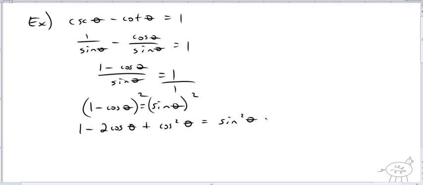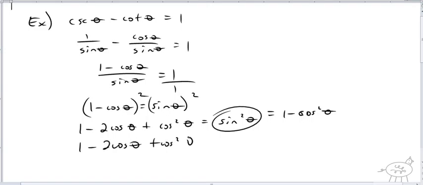All right, and then here's the deal. I don't want to mix cosines and sines together, but I know what sine squared of theta is equal to: 1 minus cosine squared of theta, right? So then I can say 1 minus 2 cosine of theta plus cosine squared of theta equals 1 minus cosine squared of theta. And what happens is the ones cancel when I subtract, and I wind up getting 2 cosine squared of theta minus 2 cosine of theta equals 0.